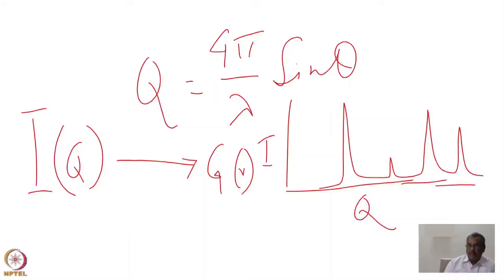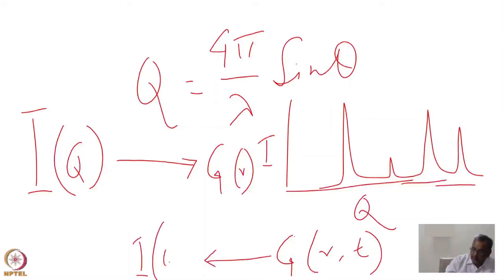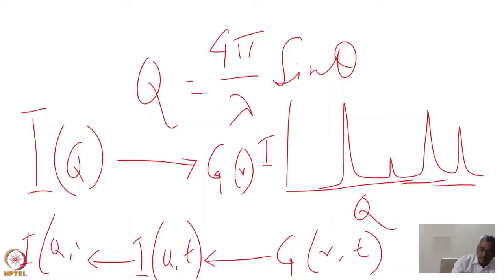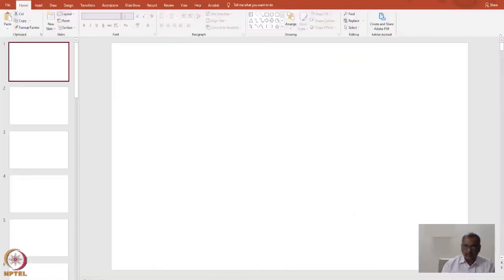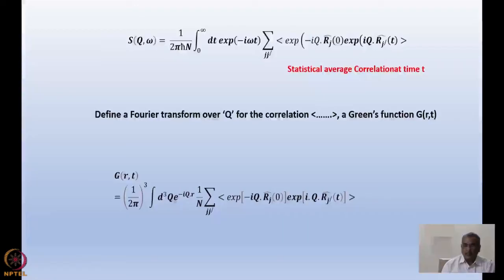Going one step ahead, for inelastic experiments, if I am in real space, one Fourier transform on R will take me to Q space and time space. One more Fourier transform will take me to Q space and energy transfer space. So these are the correlation functions in Q omega space, Q t space, real time and momentum transfer. And this is the physical system whose expression we are seeking. So this is known as a Green's function.